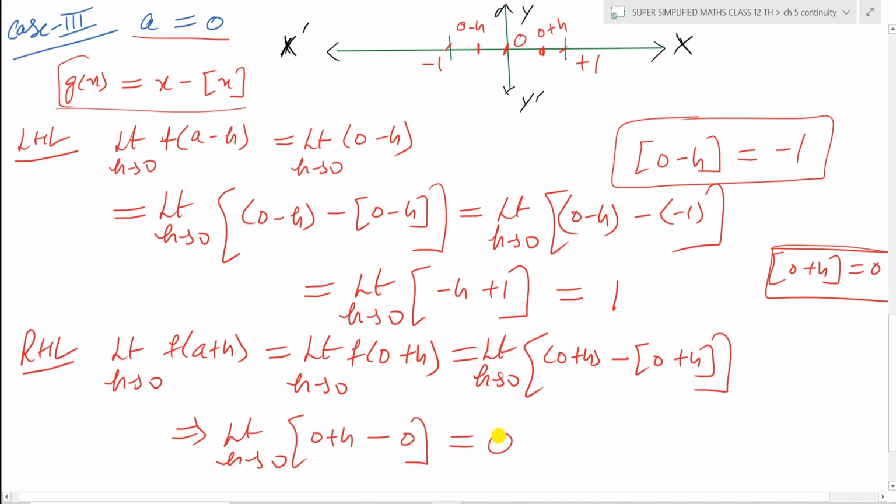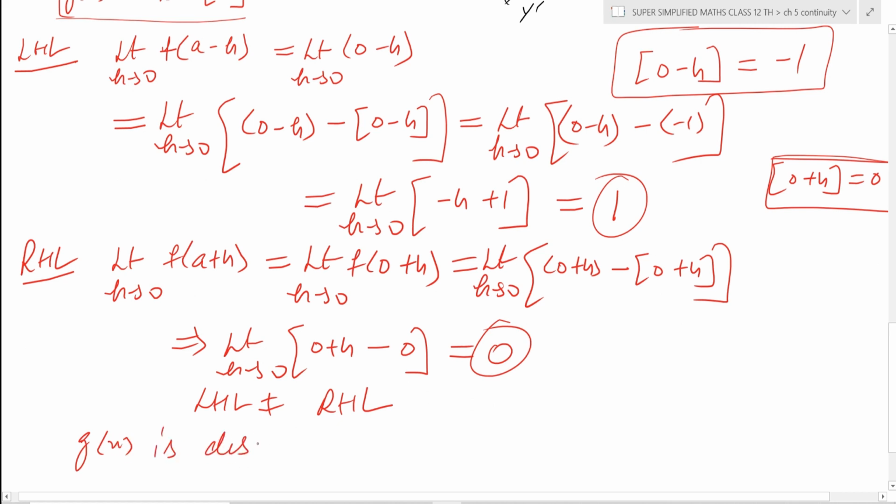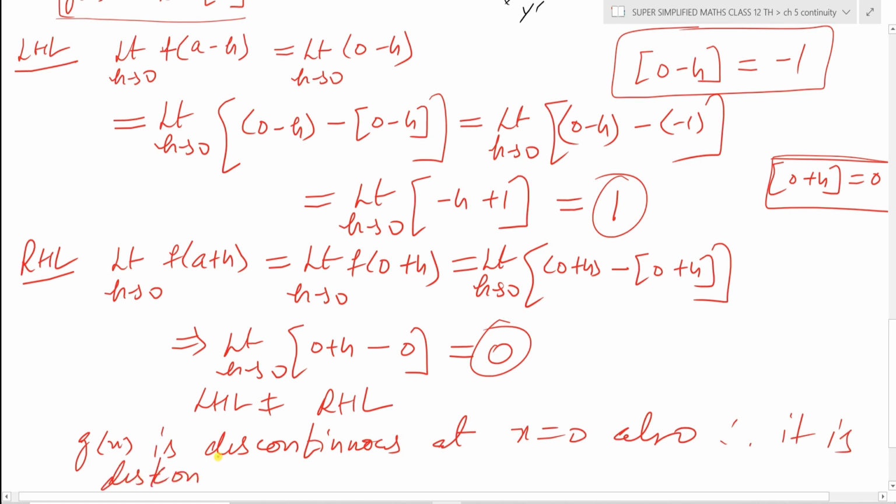So now here again you can see that the left hand limit is 1 and right hand limit is 0, and the left hand limit is not equal to right hand limit. And so we can say that the function g(x) is discontinuous at the point 0 also, and therefore it is discontinuous at all integral points.